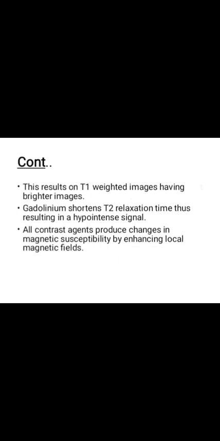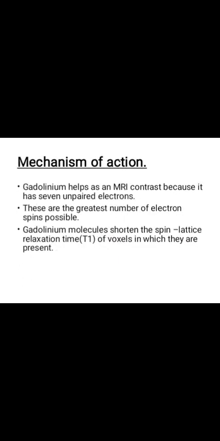Mechanism of action. Gadolinium helps as an MRI contrast because it has 7 unpaired electrons. These are the greatest number of electron spins possible. Gadolinium molecules shorten the spin-lattice relaxation time of voxels in which they are present. T1, also known as spin-lattice relaxation time.